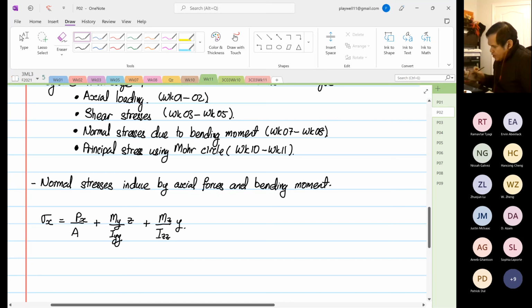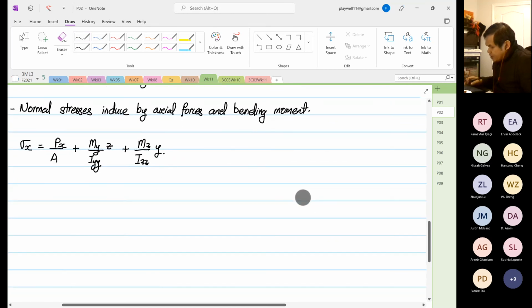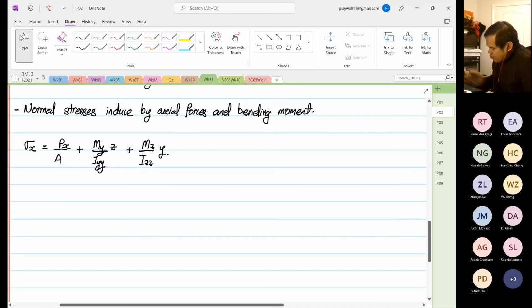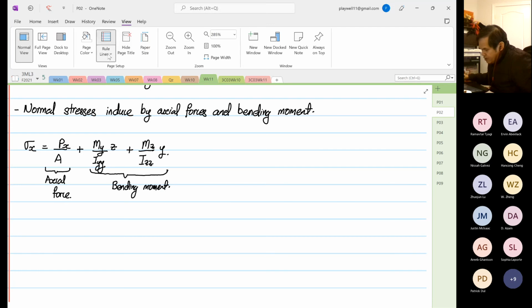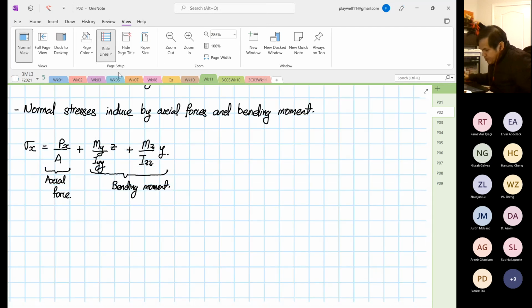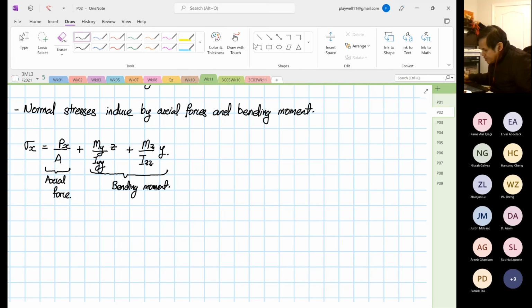Okay. So if we look at the stress field, remember what we are calculating down here. So this is due to the axial force. And these two are due to bending moment. Okay. So if we were to look at how the stress field will be distributed, this is just a sketch.